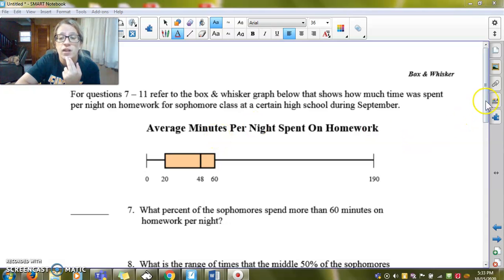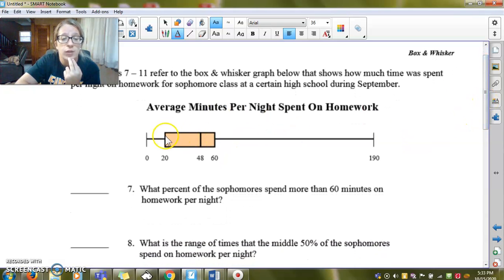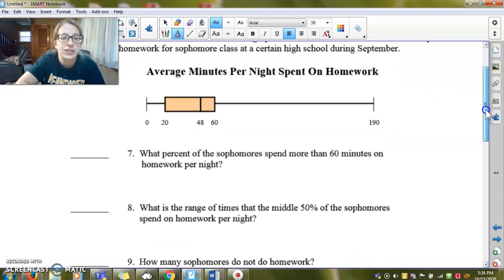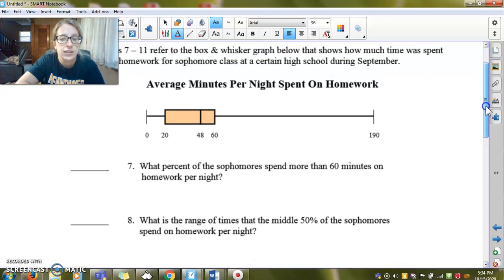Okay. Again, we have our Q1, which is our first quartile. That represents the middle of our lower half. We have our median, our middle value, 48. And we have Q3, the middle of the upper half, as 60. So you are going to be answering questions 7 through 11 based off of this picture, and we will be discussing this after you are finished.